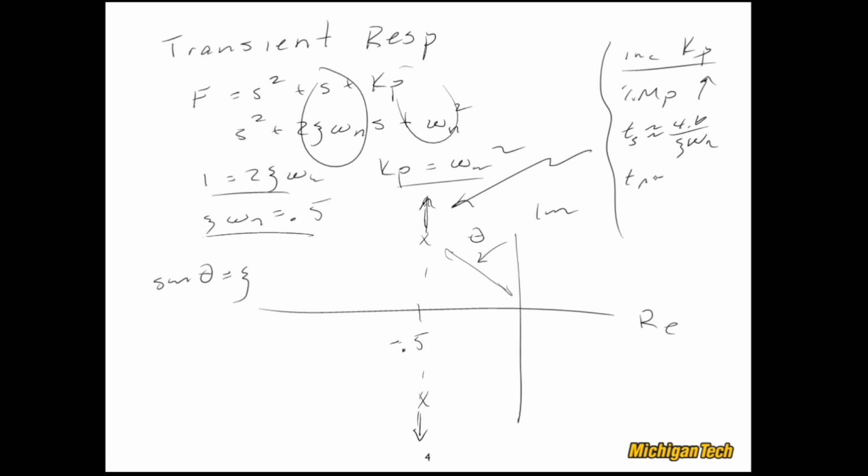I could also look at rise time, which is about 1.8 over omega n. Again, as Kp goes up, omega n goes up, and the rise time goes down. That's consistent with the system becoming faster and faster, just like the percent overshoot going up is consistent with the step response becoming faster and faster. So there we go. For that first term of the PID controller, the Kp, when you increase it, overshoot goes up, the rise time goes down, the response becomes faster, but steady state error decreases.